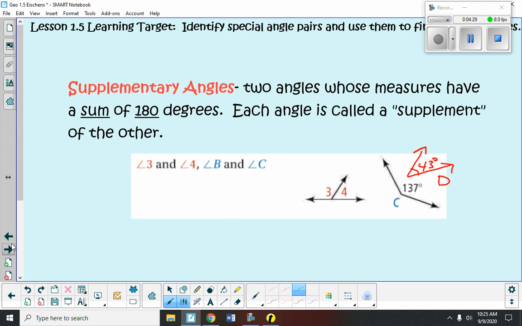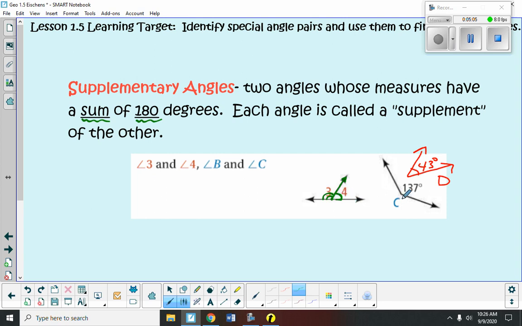Supplementary is when two angles have measures with a sum of 180 degrees. Each angle is called a supplement of the other. In this case, we have angle 3 and angle 4. Angle 3 and 4 are adjacent angles because they share a side and a common vertex and no common interior points. We know that this is a straight line, a straight angle, and so this is 180 degrees. If you add angle 4 and angle 3 together, they add up to 180, so we say they're supplementary.